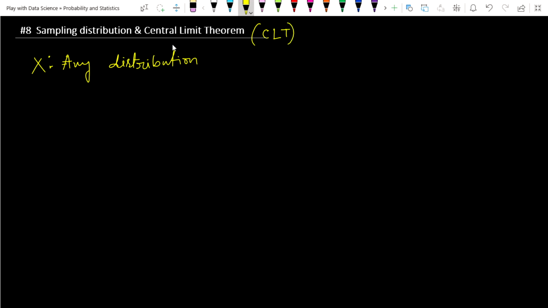The central limit theorem is the main, primary and beautiful idea in probability and statistics. Not only in probability and statistics, it is one of the most beautiful and important ideas in the whole of mathematics. Let's see these things step by step. Suppose X is any distribution.